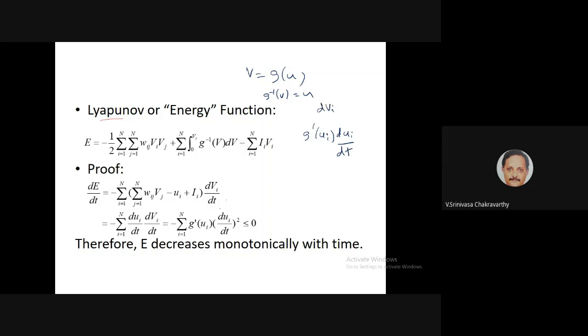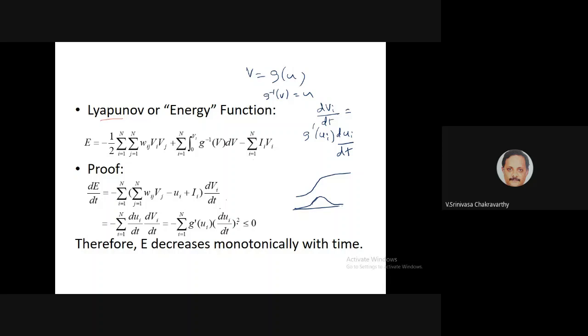So dvi by dt is equal to this. So you get this, and that means you have g prime times dui by dt whole square. Now g prime, if this is a sigmoid function, its derivative is always positive because it's a monotonic function. It looks something like this. So g prime is also positive, and there's a minus sign in the front.